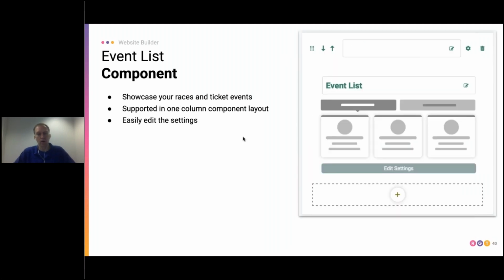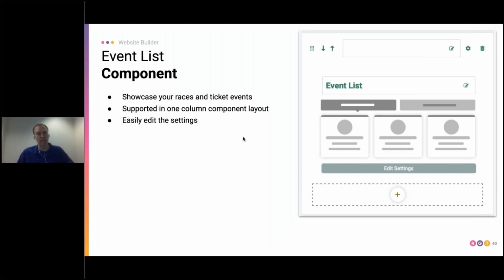Another awesome component, which is something that probably everybody would want to use since you're already using RunSignup and you have multiple events, is the event list component. This highlights both races and ticket events. So it doesn't matter if you're using a race on RunSignup, a peer-to-peer fundraising event through GiveSignup, or you have a ticketable event, you can have all of those events show up in the event list.